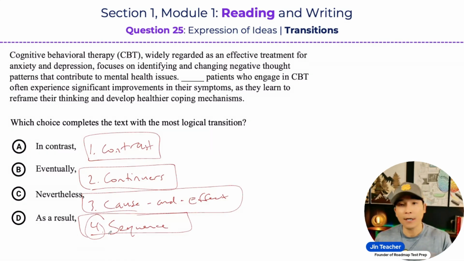How do I use in contrast, right? How do I use eventually, right? How do I use nevertheless, right? How do I use as a result? And you guys can use ChatGPT for this or any other sort of AI tool, or you guys can just search on Google, right? You can ask ChatGPT, hey, ChatGPT, can you please explain in simple terms, in simple language, right, how to use the transition word as a result, right, in a precise way?